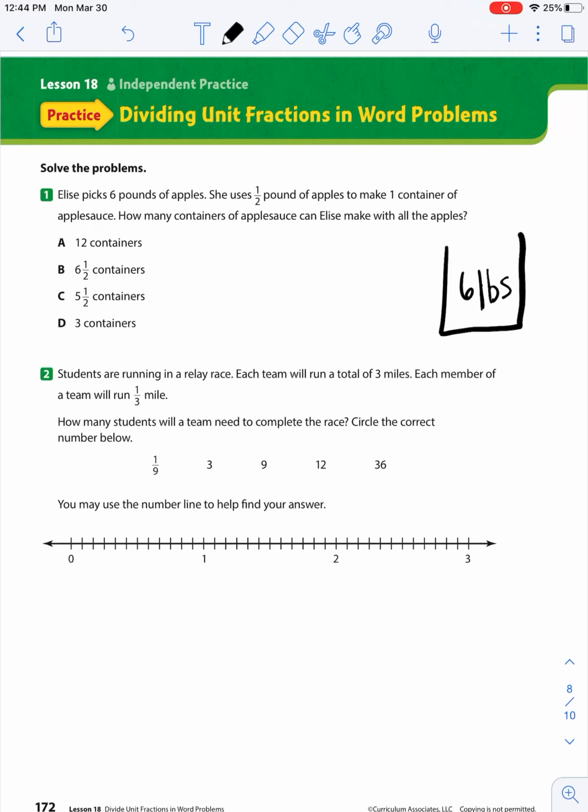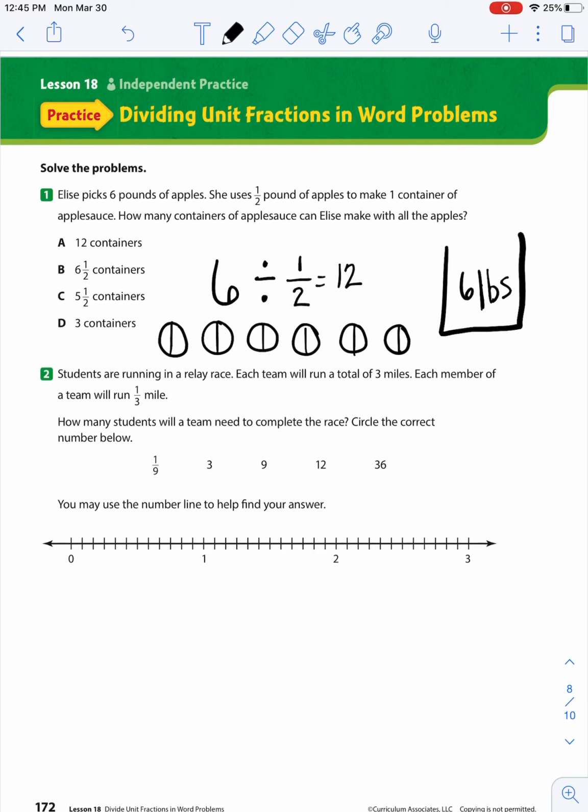Okay, let's see. We have 6 pounds of apples cut up into 1/2 pound containers. So in other words, if I have 6 whole pounds and each container uses a half a pound, I would be cutting each one of these in half, which is going to make 12 containers.